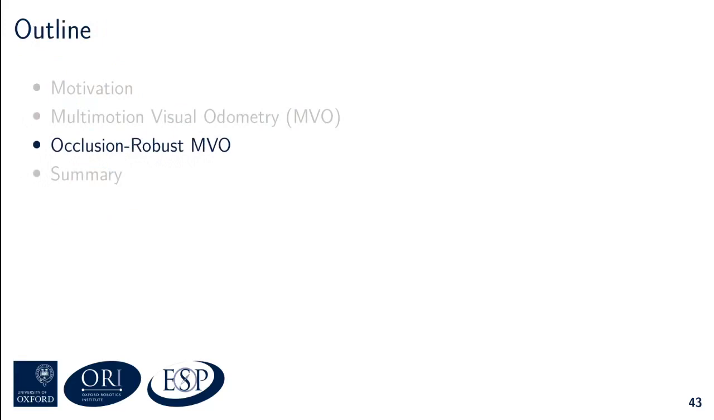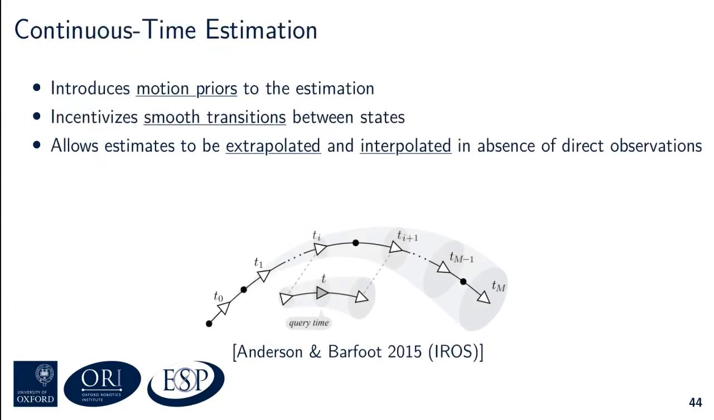The work presented here expands on the original pipeline to address the challenges posed by occlusions. We do this by applying continuous time estimation to the pipeline. This introduces motion priors to the estimator that incentivize smooth transitions between the states. This prior can also be used to extrapolate and interpolate estimates when they aren't directly estimated. This means we can use the prior to extrapolate motions when they become occluded, and then correct those extrapolated estimates through interpolation once the object becomes unoccluded.